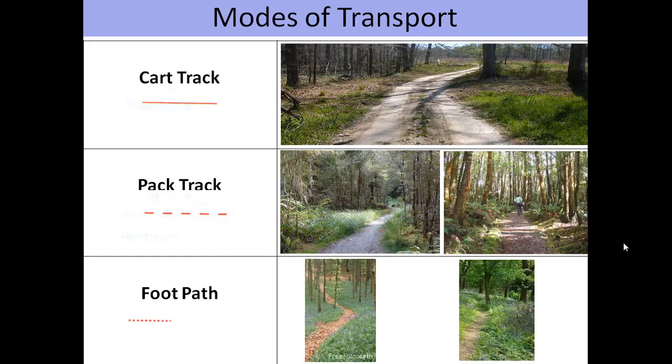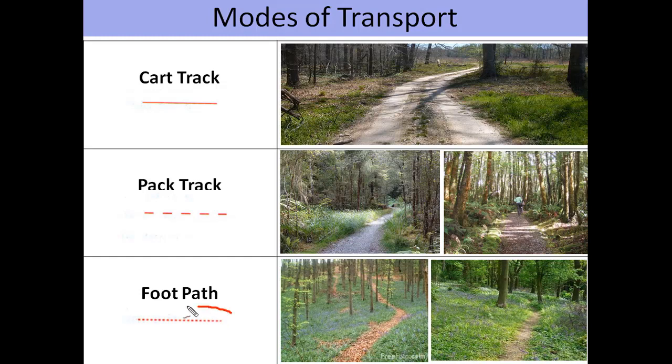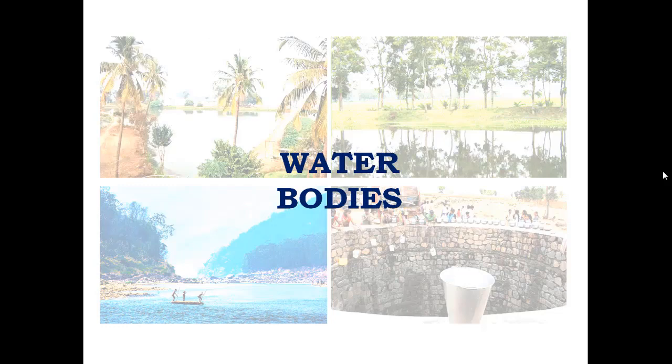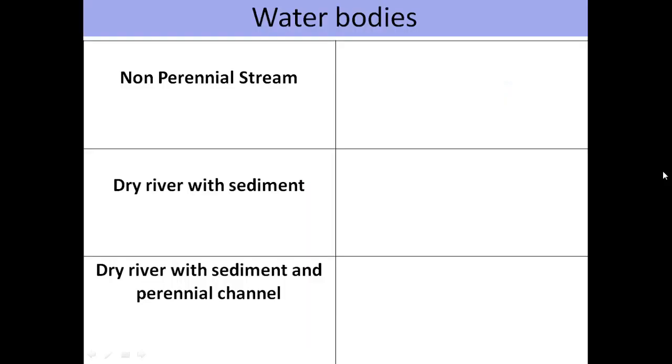Footpath. Footpath on a topographical map is shown with the help of a single dotted red line. As you can see in this picture, a very narrow footpath has been shown passing through the forested area. Now we'll see how the water bodies are shown on a topographical map.